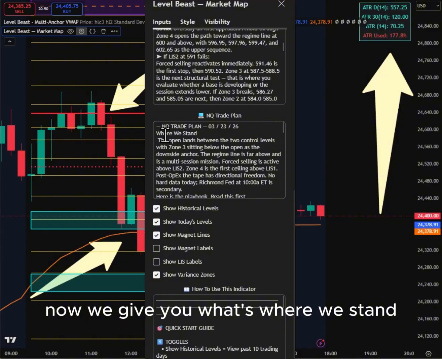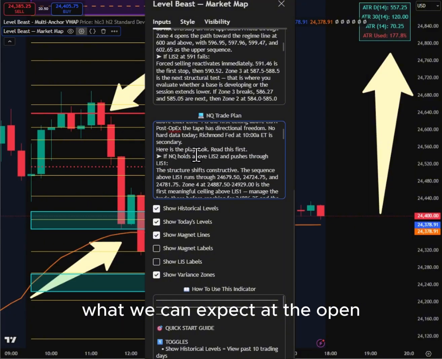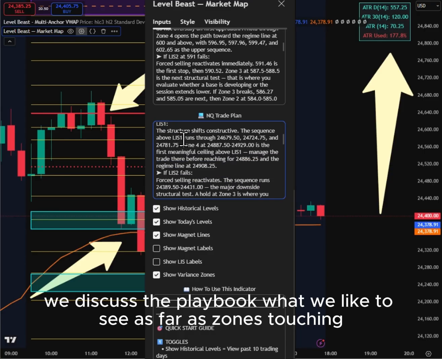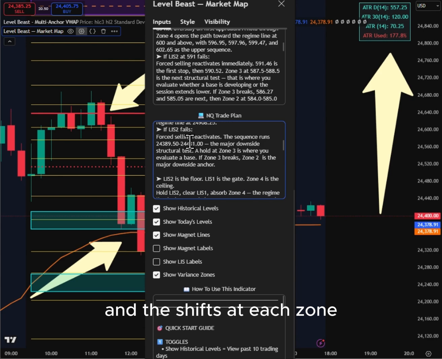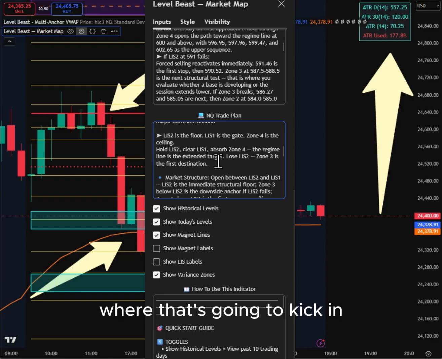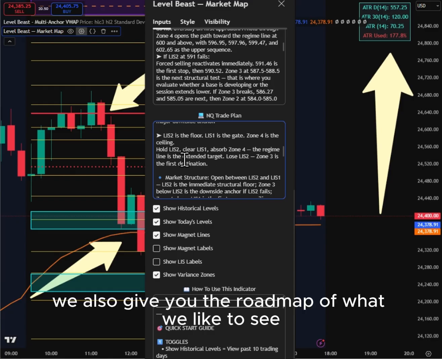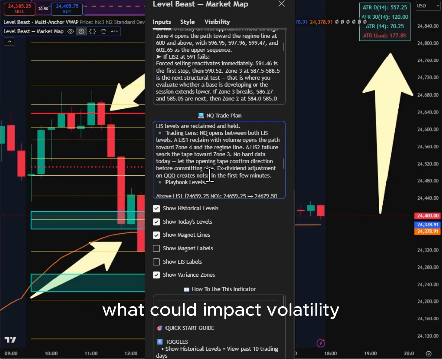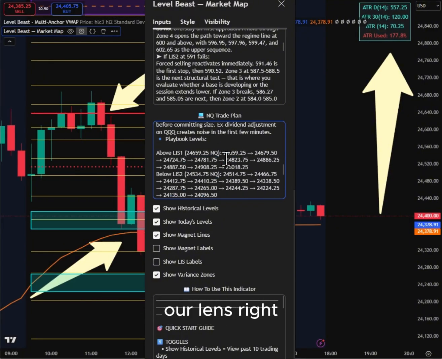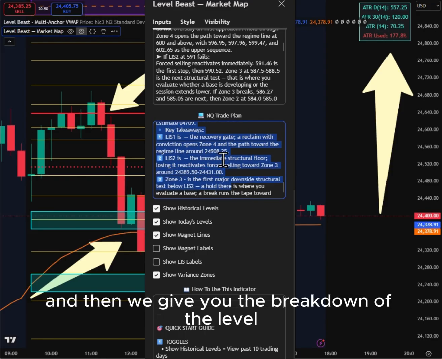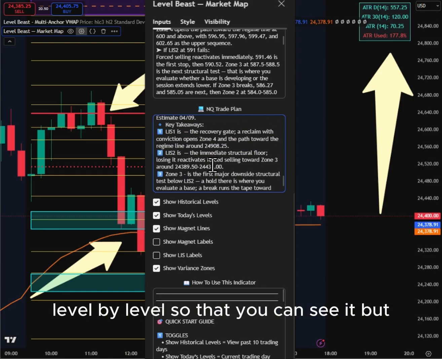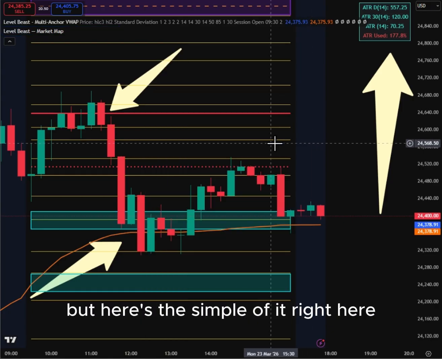Now, we give you where we stand, what we can expect at the open. We discuss the playbook, what we like to see as far as zones touching and the shifts at each zone. And then we talk about those key areas for selling, reactivates, where that's going to kick in. We also give you the roadmap of what we like to see as far as market structure, what could impact volatility, how we see the market from our point of view, our lens, right? And then we give you the breakdown of the levels so that you can map them out yourself. We'll do some key takeaways, and then we'll break it all down level by level so that you can see it. But here's the simple of it right here.